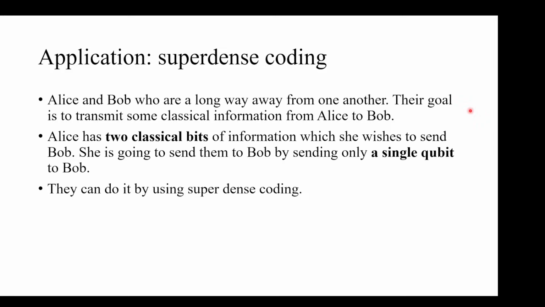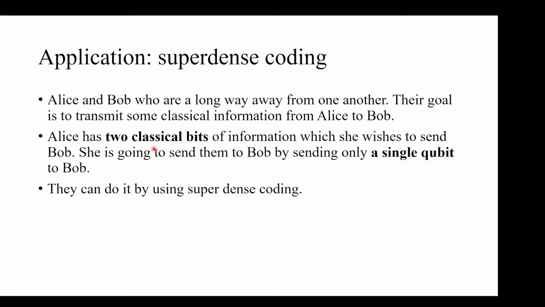Now come to the superdense part. Alice has two classical bits, and she wants to transmit them to Bob by sending only a single qubit. The catch here is that we are able to do quantum communication. We want to see whether quantum communication is more powerful than classical communication. In particular, we want to transmit two classical bits by only sending one quantum bit.